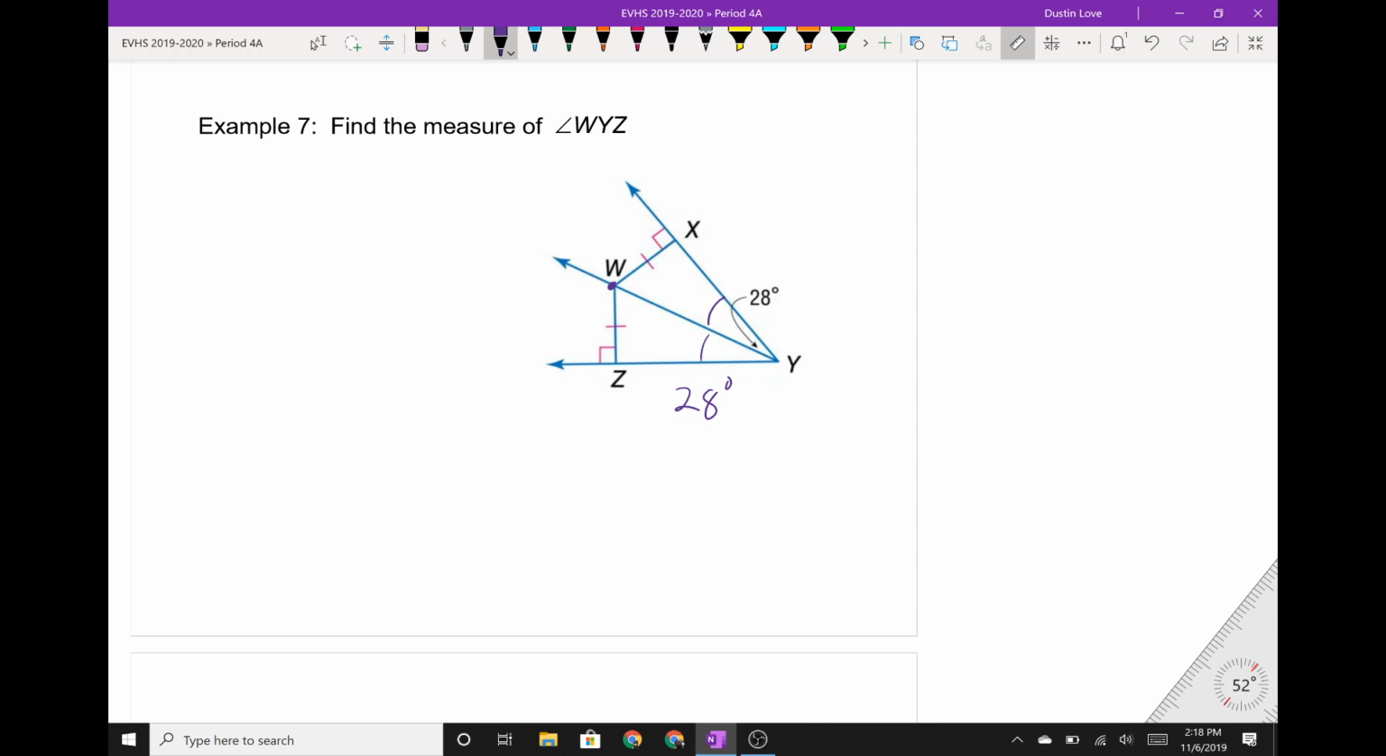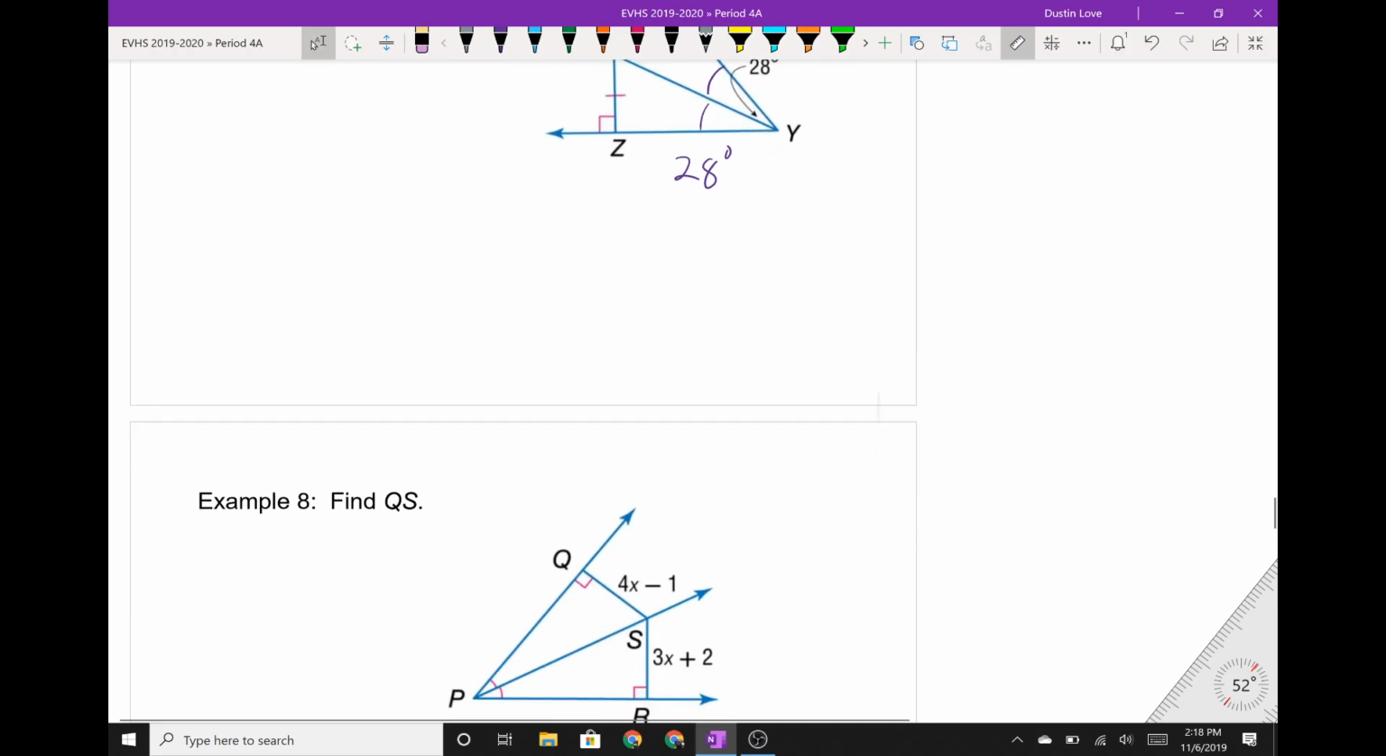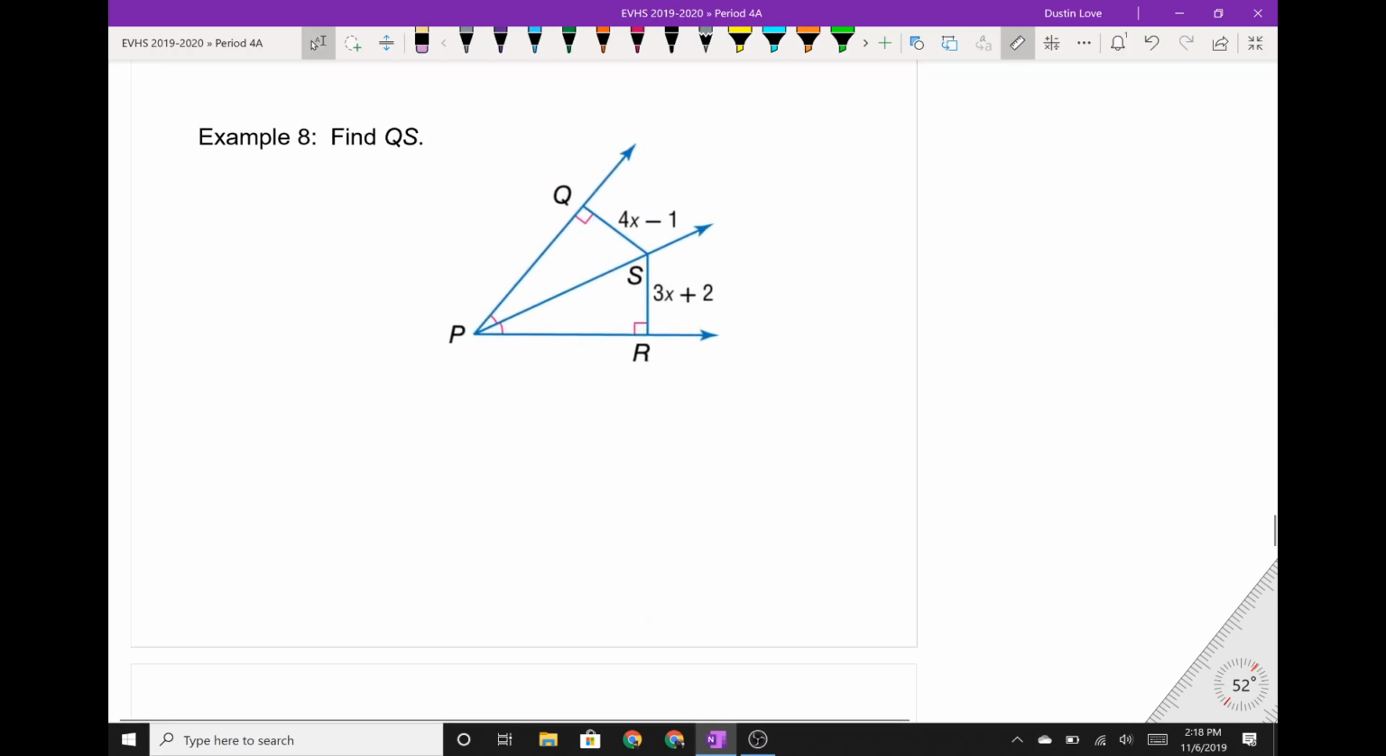All right. Moving on. Find QS. I see an angle bisector. Yes, you do. Therefore, QS equals RS.